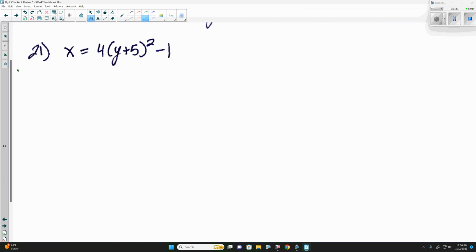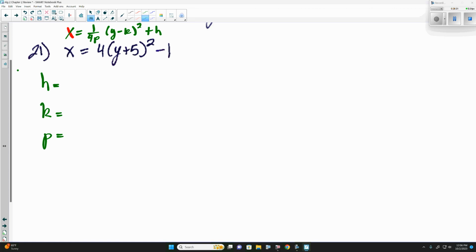We'll look at 21. 21 is not y equals anymore, it is x equals. So we'll have to use the other general form for this here. And so that's telling us that x is equal to 1 over 4p times y minus k squared plus h. So we still need to find the values of h, k, and p.